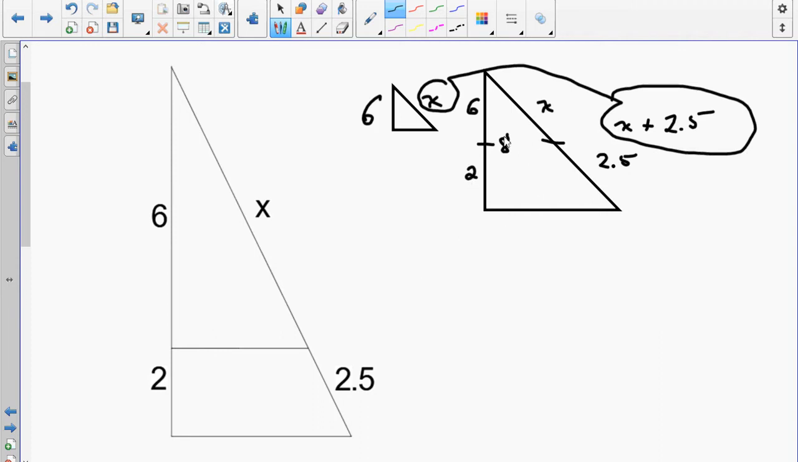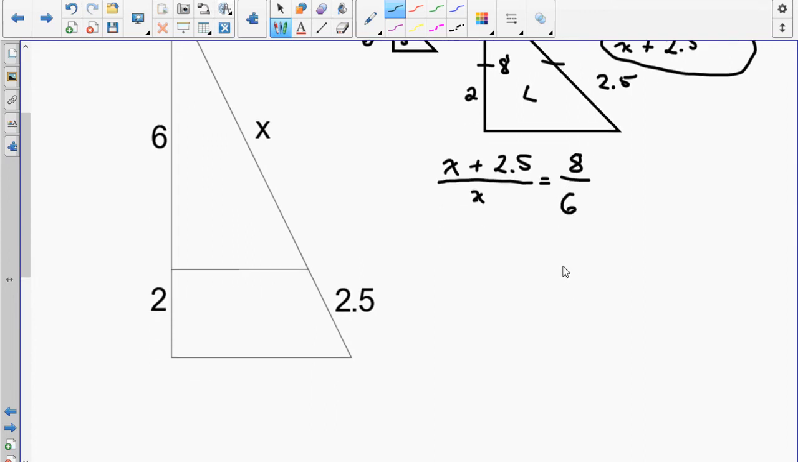I want to keep the binomial x plus 2.5 in the numerator. So I'm going to be doing the large over the small this time. So the large is x plus 2.5, and that's going to match up over top of the x. And that's going to be equal to the size, right? The large one is 8, and that's over 6. So what we have to do now is solve this.